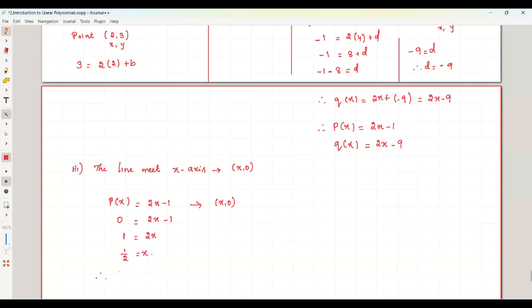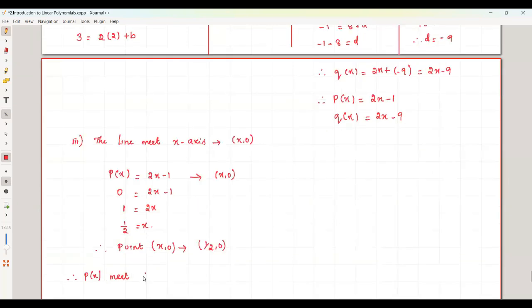Therefore, the point x comma 0, in the place of x we got 1 by 2. So 1 by 2 comma 0. This is one of the points. So p of x meets the x-axis at 1 by 2 comma 0.